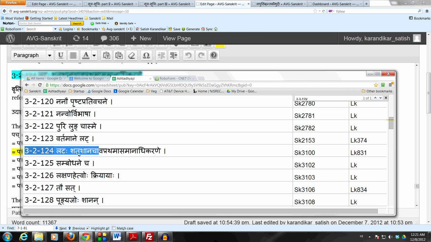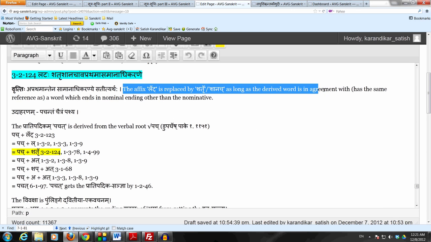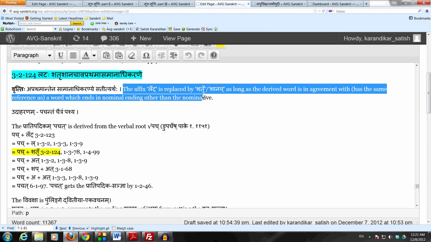And this one says latashatrishana chava prathama samanadhikarane. And the vritti says aprathamantena samanadhikaranye satityarthaha. So the affix lat is replaced by shatru or shanach as long as the derived form is in agreement with, which has the same reference as, a word which ends in a nominal ending other than the nominative.